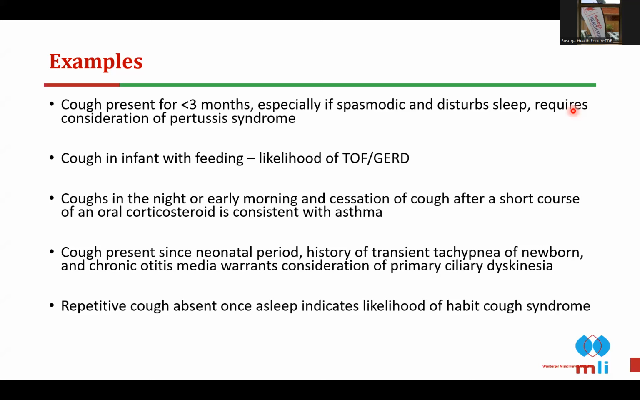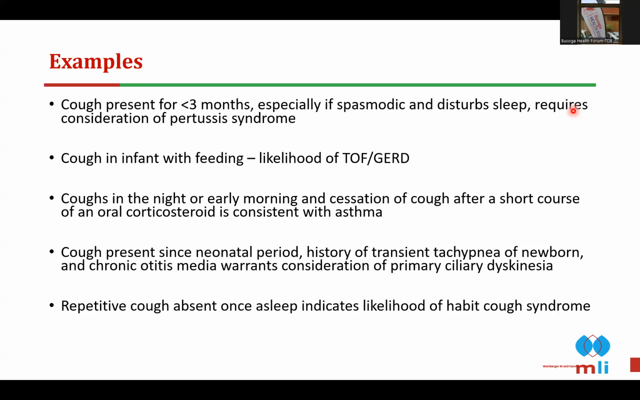Some parents may tell you that since birth, this child has been coughing. Then you need to tease out the history around the time of birth. And if this is combined with issues around chronic otitis media, probably we are dealing with primary ciliary dyskinesia. And then this one is more common in older children and adults, where the cough is repetitive, but it's absent when the child is sleeping or is concentrating. This is usually a habit cough.